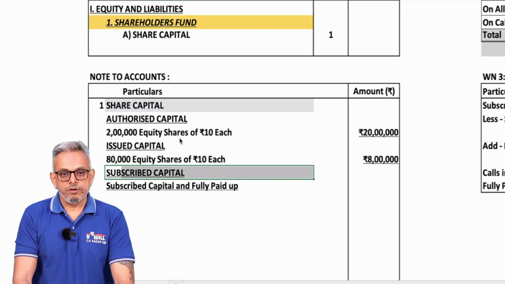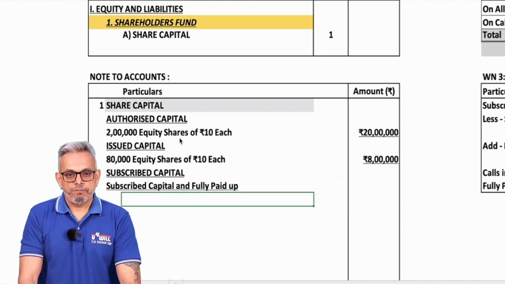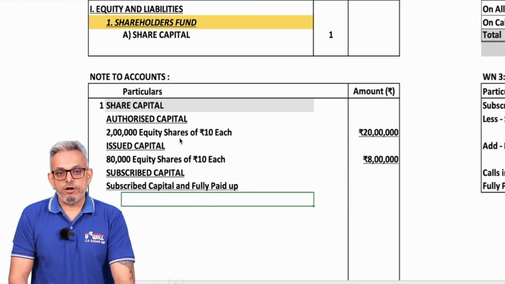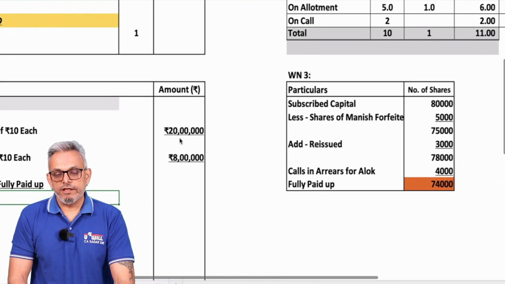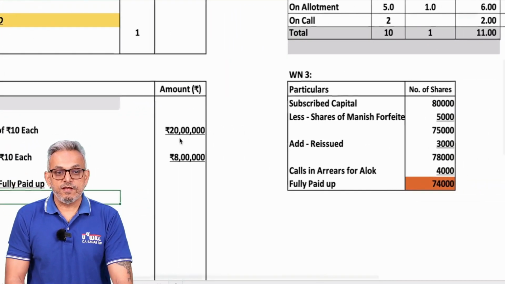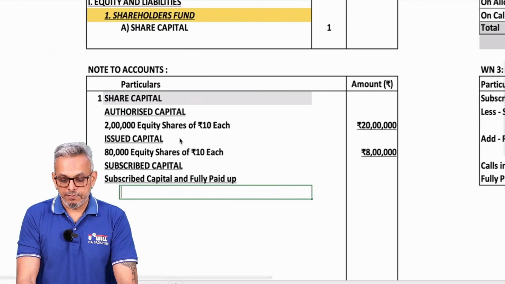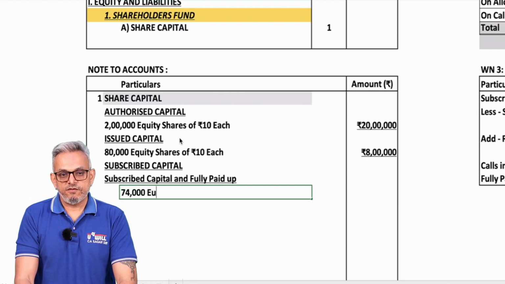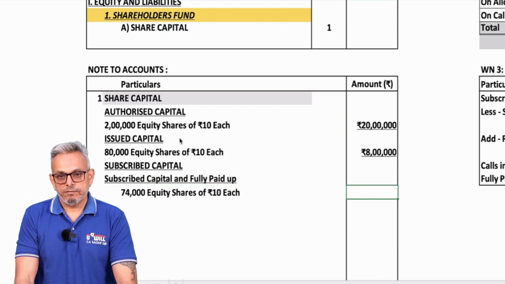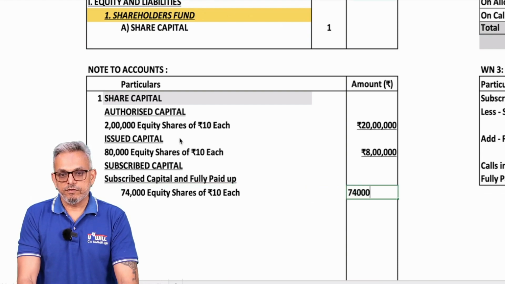Do some marking over here. Now, fully paid up, we have already done in working note number 3. So we have 74,000 shares which are subscribed and are fully paid up. So 74,000 shares, equity shares of rupees 10 each, 7,40,000.